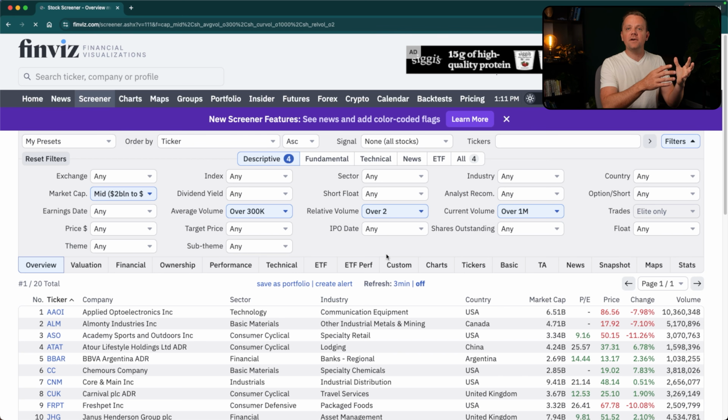Now, what relative volume does here is it compares today's volume to the stock's average. A reading above 2 means it's trading more than twice its normal pace. That is a significant signal.